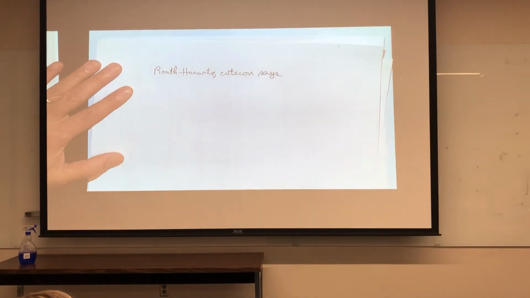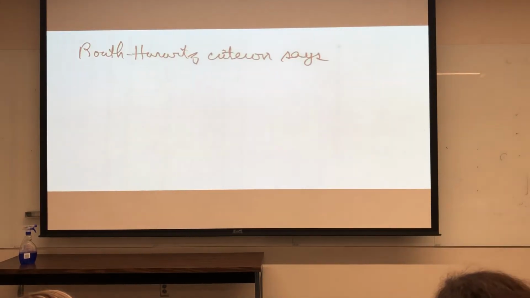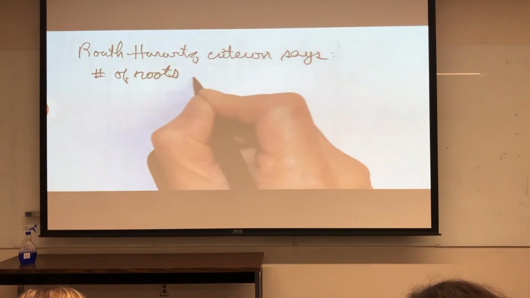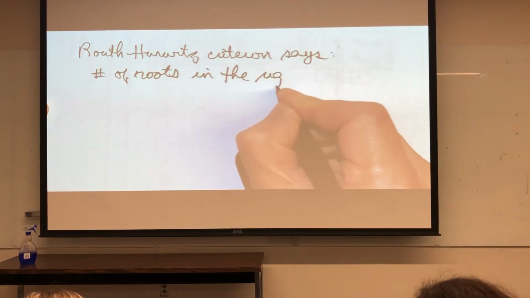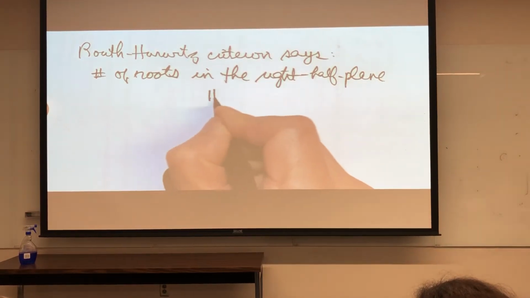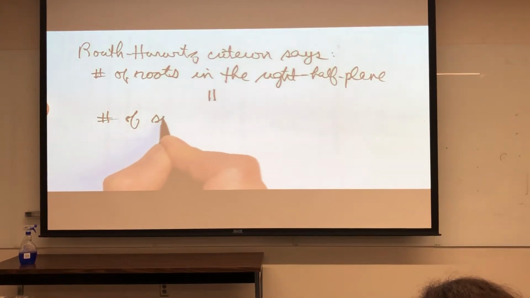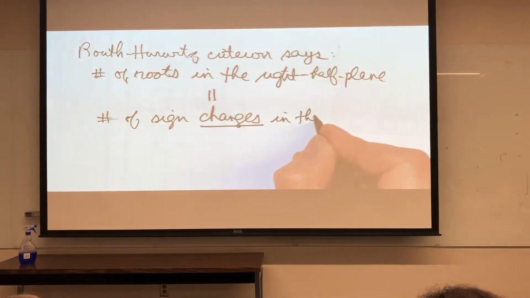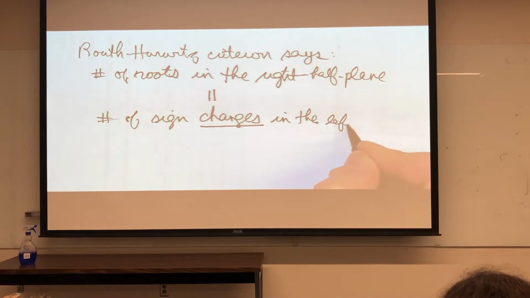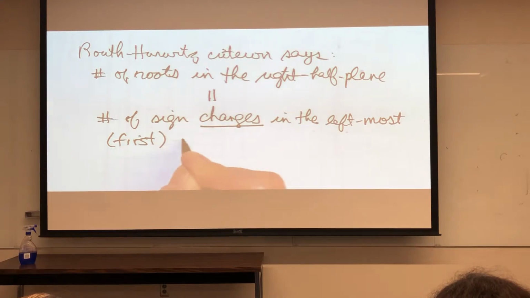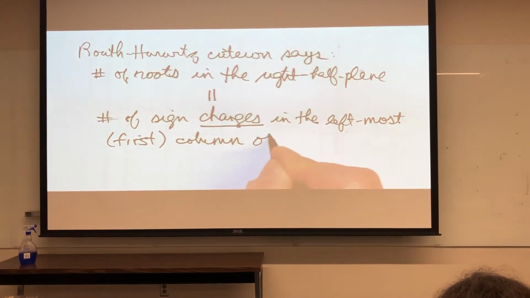Okay, what does the criterion say? The criterion says the number of roots in the right half plane is going to be equal to the number of sign changes in the leftmost, in other words, the first column of coefficients.